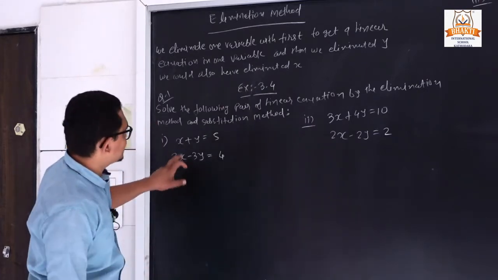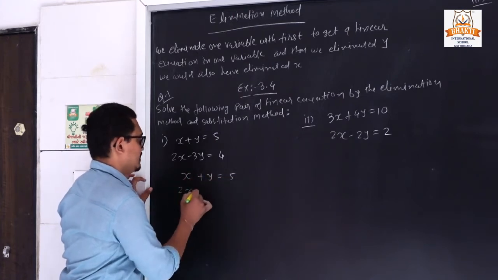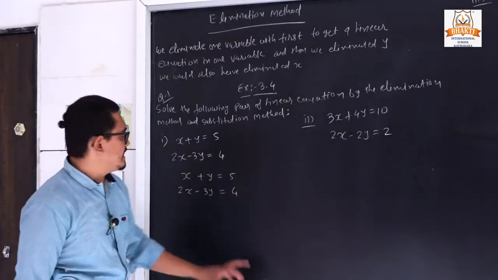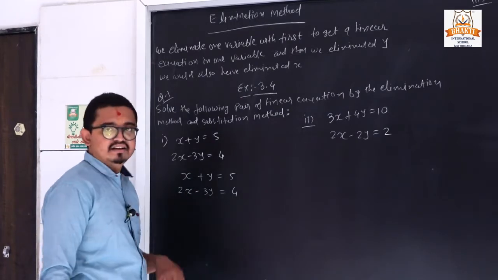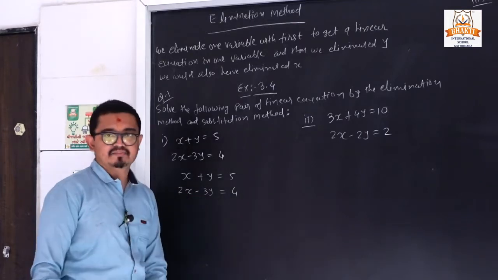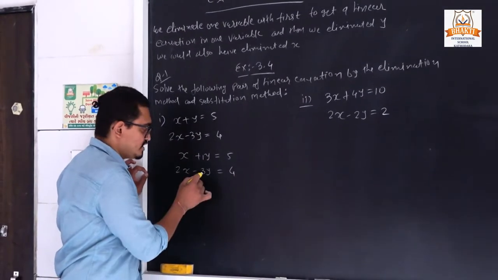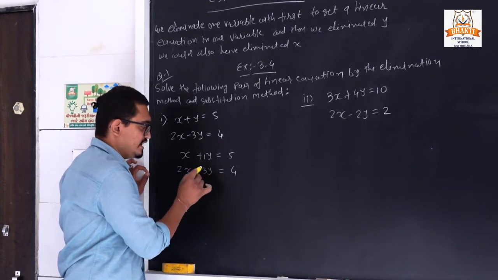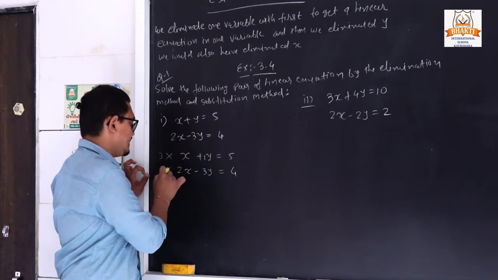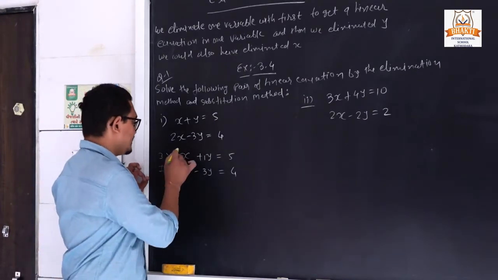Here we have two equations: x plus y is equal to 5 and 2x minus 3y is equal to 4. Suppose you want to eliminate x or y, it depends on us. In the first example I have eliminated y. See, the coefficient of y in the first equation is 1, and in the second equation the coefficient of y is 3. So we are cross multiplying: equation 1 is multiplied by 3 and equation 2 is multiplied by 1.